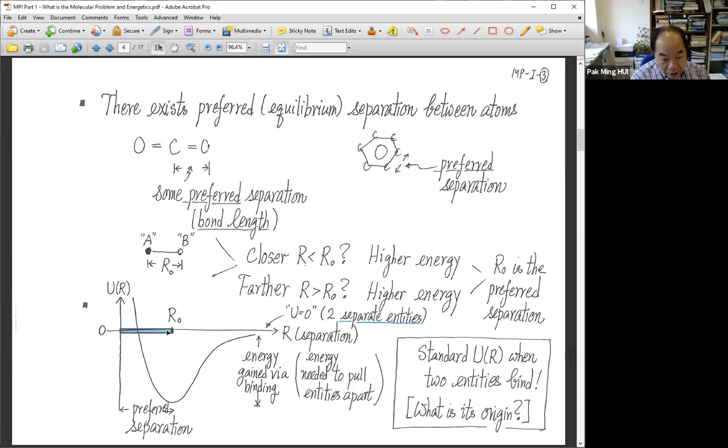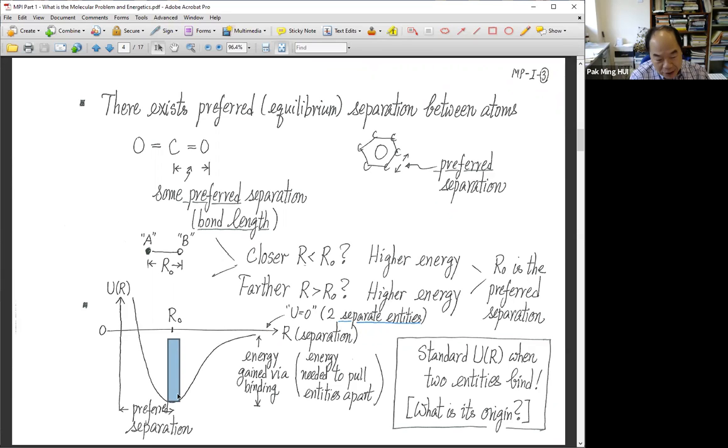And then if there is a reference point of energy referring to neutral separate entities, you can define that as zero. It doesn't matter, it's relative. And then you know how deep this, well, okay, I call it a potential well, how deep this well is would represent how much energy is gained by forming this bound entity.